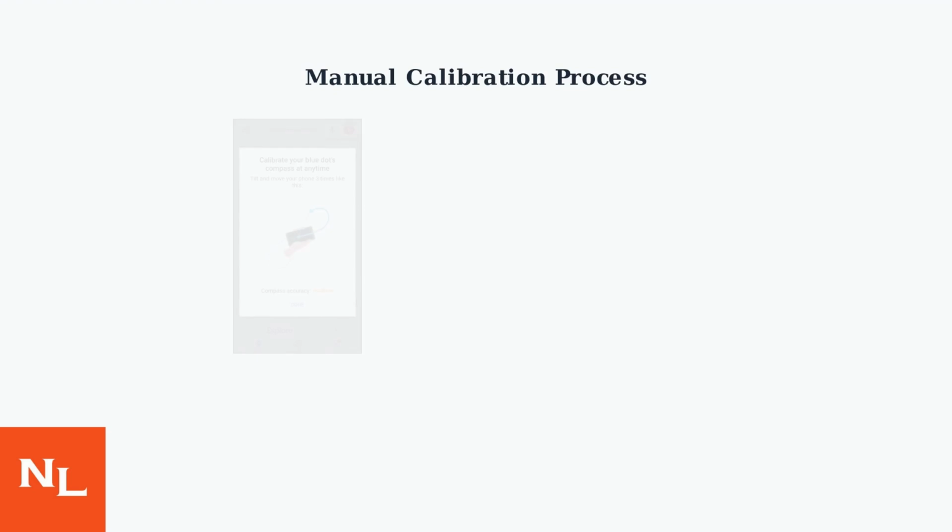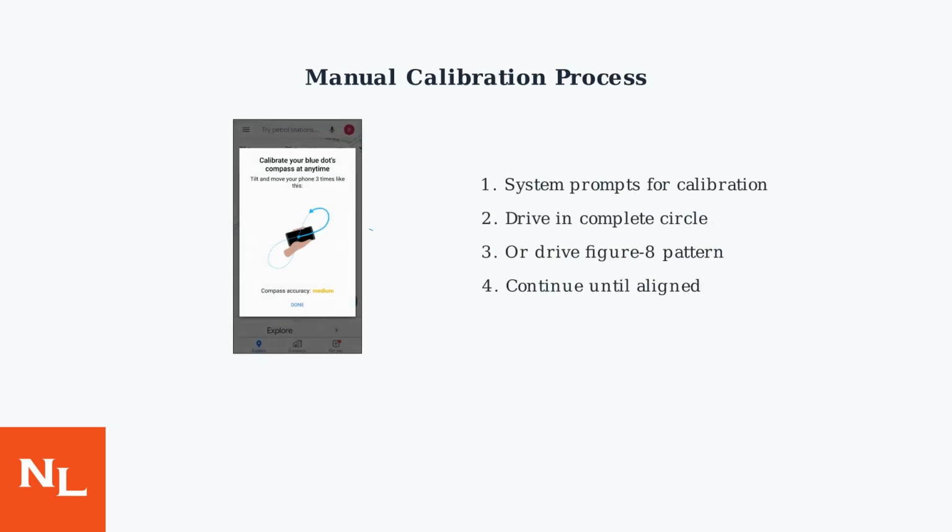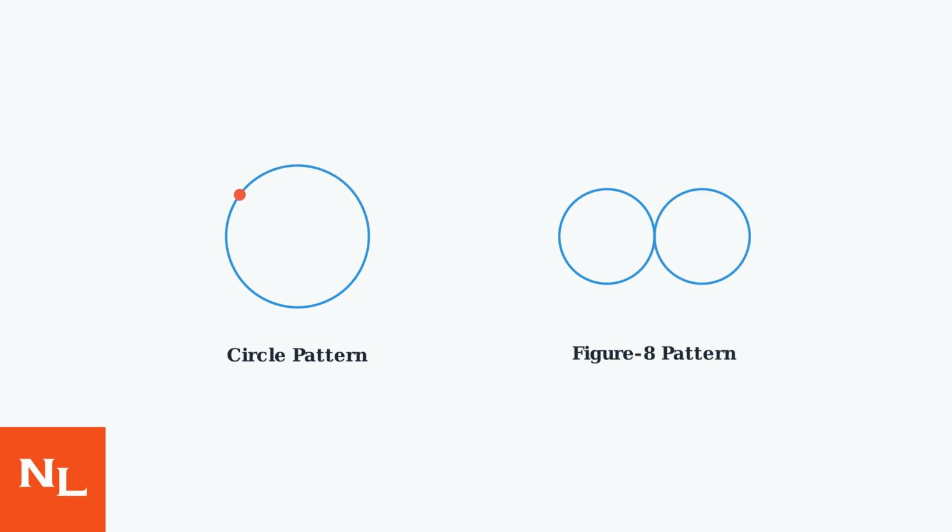If manual calibration is needed, your Toyota system will prompt you with on-screen instructions. The most common method involves driving your vehicle in a complete circle or figure-8 pattern until the compass aligns properly. Here are the 2 main driving patterns used for compass calibration. The circular pattern involves driving in a complete circle, while the figure-8 pattern provides more comprehensive calibration data.